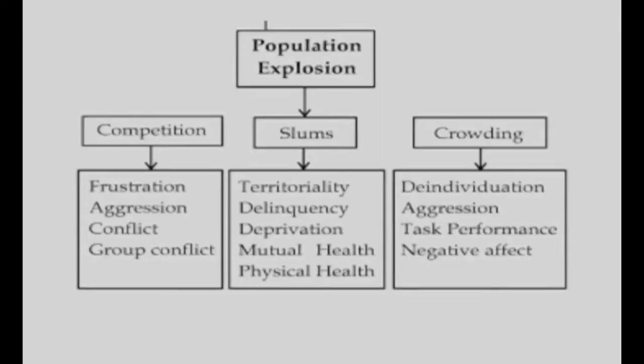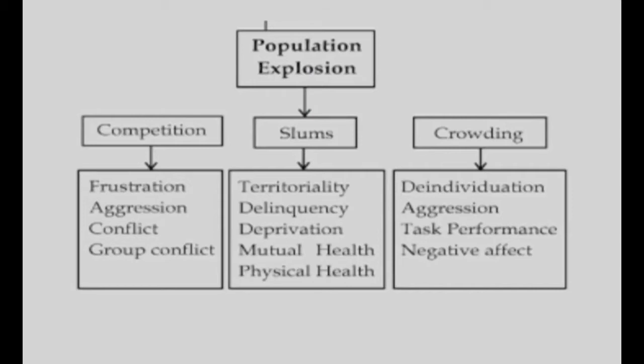Now let us see what are the psychological consequences of population explosion, after trying to understand why there is population explosion. The immediate consequences of population explosion are an increase in slum dwellers, an increase in competition, and also lots of crowding. Please have a look at this figure. Here you have seen that the population explosion results in these three consequences: competition, increase in slums and crowding. Now let us consider each.